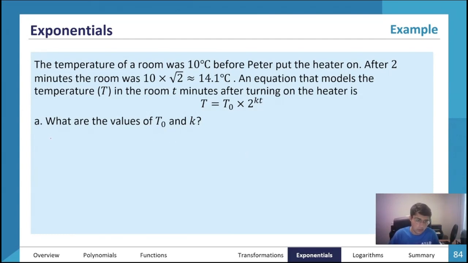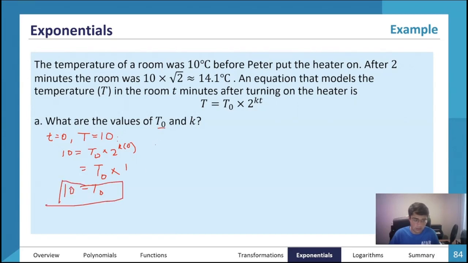Okay, so first of all, we know that when t equals 0, so when Peter turns the heater on, T, the temperature, is 10 degrees. So that means, substituting our values into the equation, T equals T naught times 2 to the kt, we have 10 equal to T naught times 2 to the k times 0. This then becomes T naught times 2 to the 0, which is 1, so it's just T naught. So we get that T naught is equal to 10. We've answered the first part of the question: what is the value of T naught?